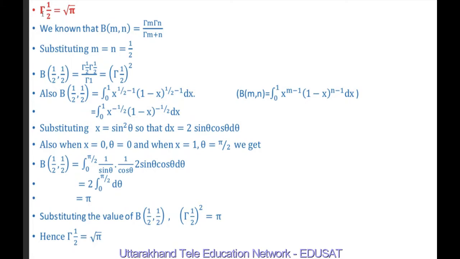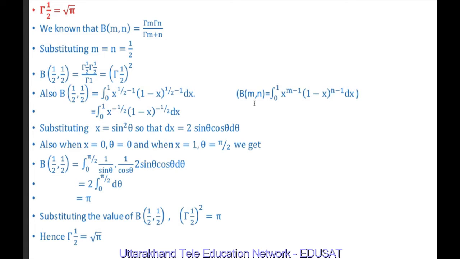Also, we will show that gamma half is equal to under root pi. We know this formula that beta m n equals gamma m gamma n upon gamma m plus n. If we substitute m equal to half, n equal to half, then we get beta half half equals gamma half gamma half upon gamma of half plus half, which is 1. So gamma 1 is 1, and it will be gamma half whole square.